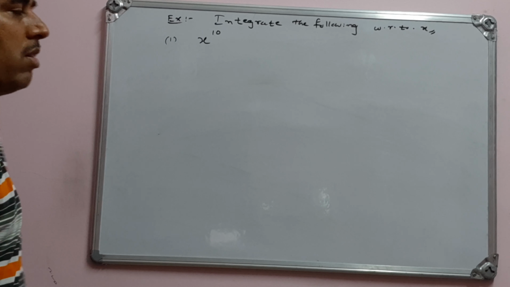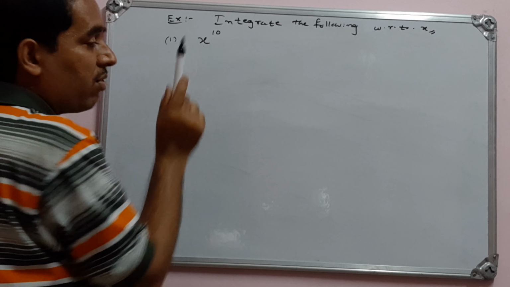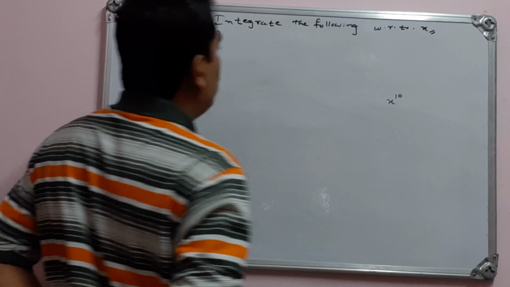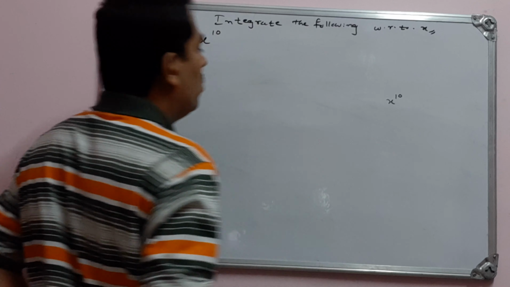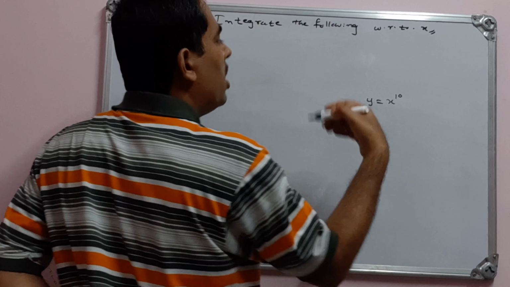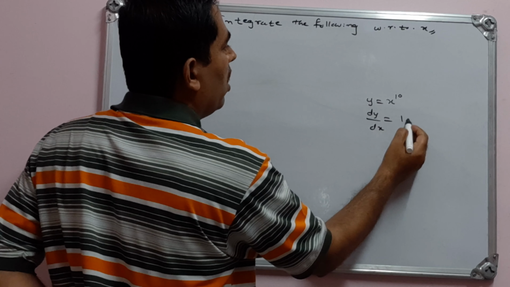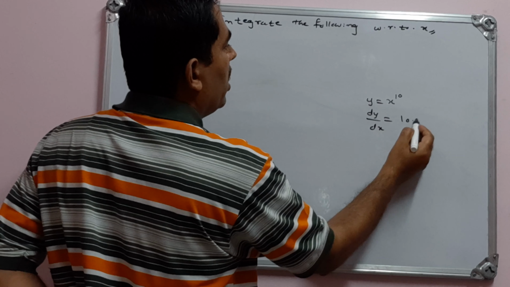Let us consider first: integrate x to the power of 10. The question is, we have to integrate x to the power of 10 with respect to x. If the question were to differentiate x to the power of 10 with respect to x, what would we have done? Let y equal this. Differentiate both sides with respect to x. We would have got dy by dx is equal to, using the power rule, 10 into x to the power of 9. This is the derivative.